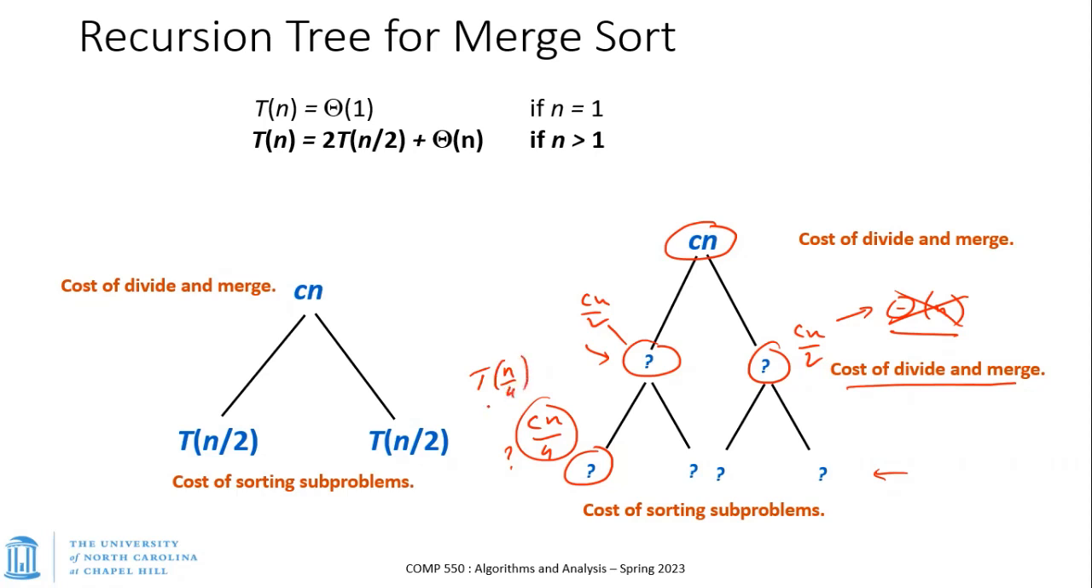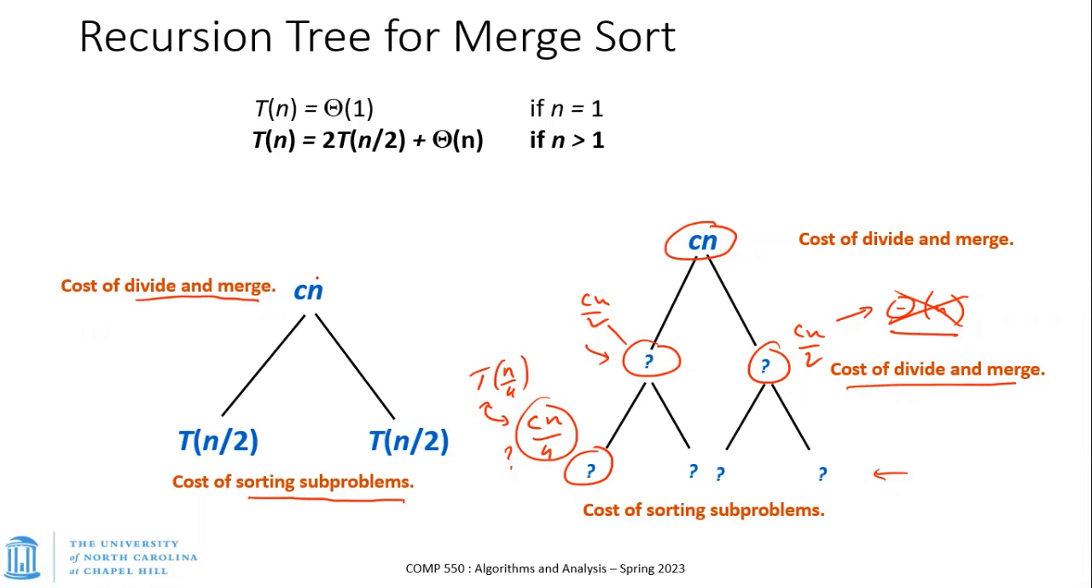Okay, so we have two thoughts: T of n upon 4 or Cn upon 4. Which one should it be? The cost of sorting the subproblem. Okay, so now there's a difference in the term. This is the cost of divide and merge, and this is the cost of sorting. There's a difference.